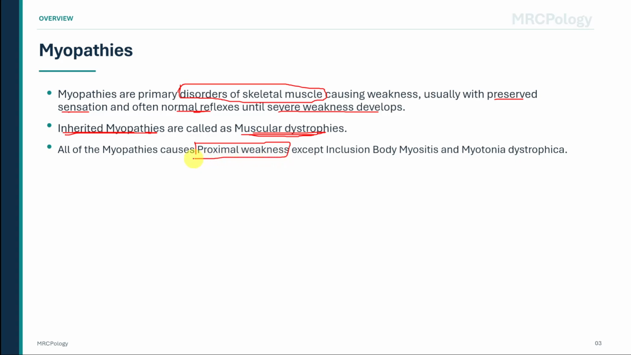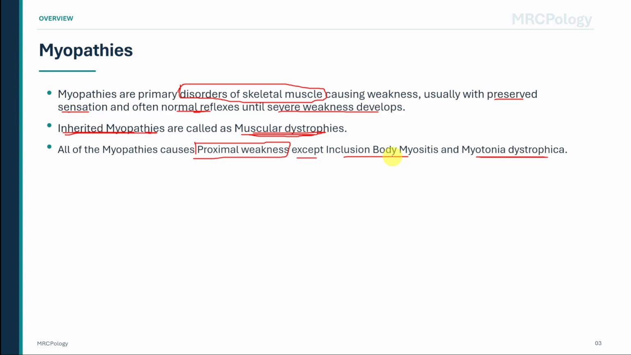Inclusion body myositis characteristically affects the quadriceps and the deep finger flexors. Myotonic dystrophy may produce distal limb weakness, facial weakness, neck flexor weakness, ptosis, and myotonia. Recognizing these exceptions prevents us from incorrectly excluding a muscle disorder simply because the weakness is distal.